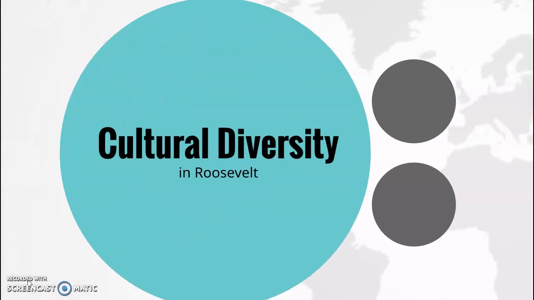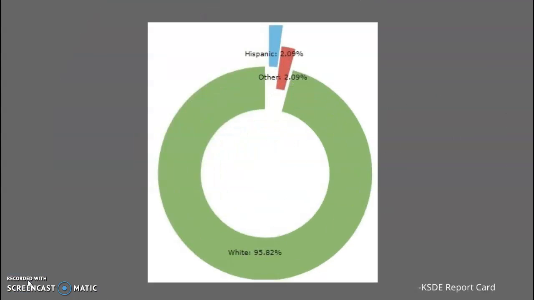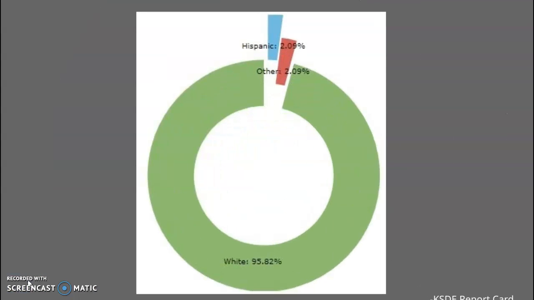So looking at the cultural diversity in Roosevelt, our school is comprised mostly of white students or Caucasian students. Their percentage is close to 96%. The remaining 4% of our population is represented by Hispanics and then other, and both of those are equal at 2%.